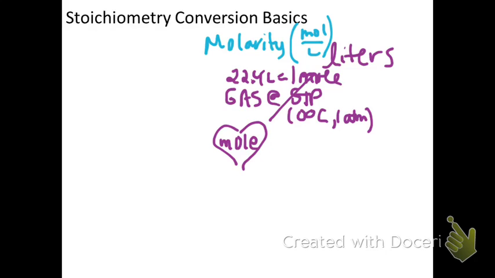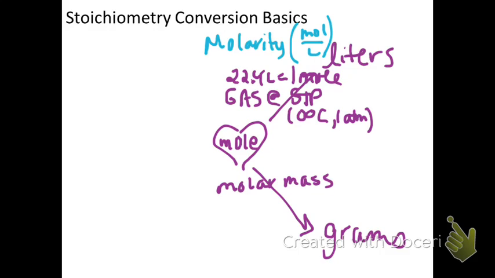The other unit you may want to convert to is the gram. To get to grams, if you're in moles, you're going to use molar mass. We've talked about molar mass in a previous presentation. It is the number of grams that you total off the periodic table. That is going to be equal to 1 mole.